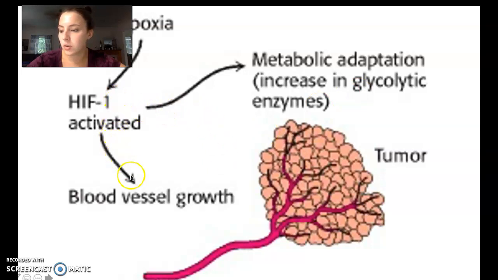HIF1 also stimulates the expression of VEGF, which are vascular endothelial growth factors or angiogenic stimulators. So that's going to allow for more blood vessels to grow within the tumor so they can continue to get more nutrients.